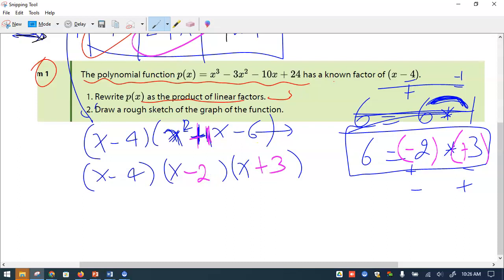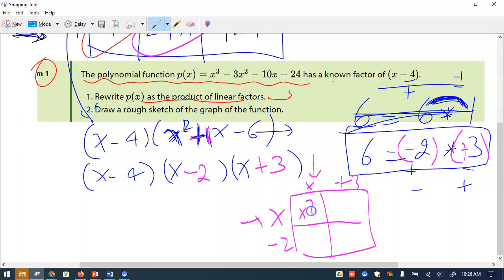If you still have a question, you can always check your answer. Say x minus 2 and x plus 3: x times x is x squared, x times this is 3x, and x times this will be minus 2x, and this will be plus 6. Sorry, this will be minus 6. And that's what it is. So this is correct, right?